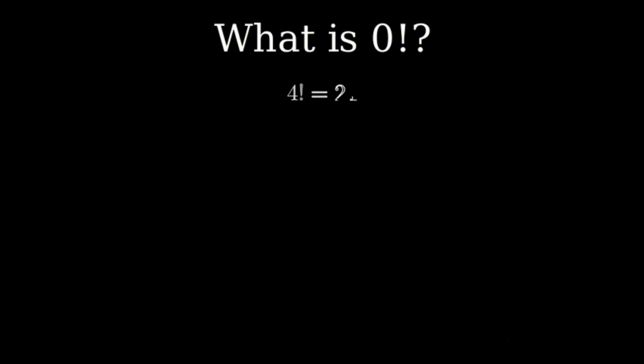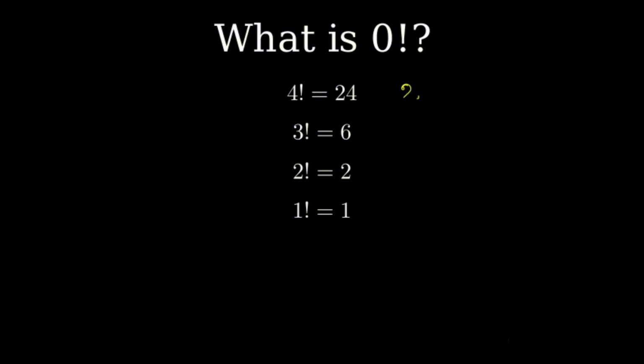Remember, the factorial of a number is the product of all positive integers less than or equal to that number. 4 factorial equals 24 because it's 4 times 3 times 2 times 1. 3 factorial equals 6, which is 3 times 2 times 1. 2 factorial equals 2, which is just 2 times 1. And 1 factorial equals 1, since we're just multiplying the single number 1.